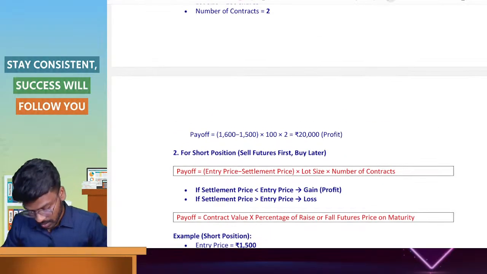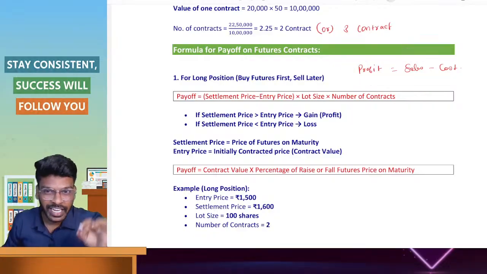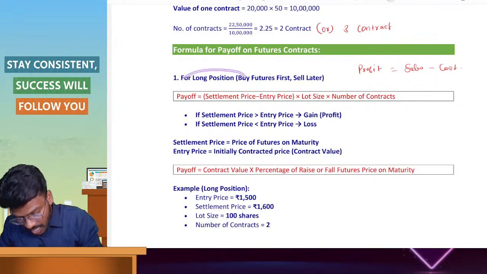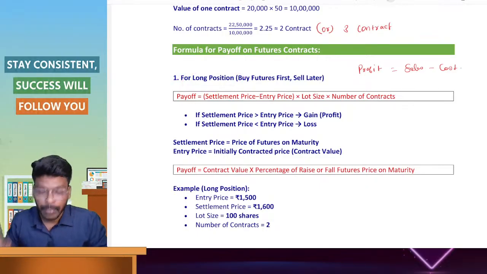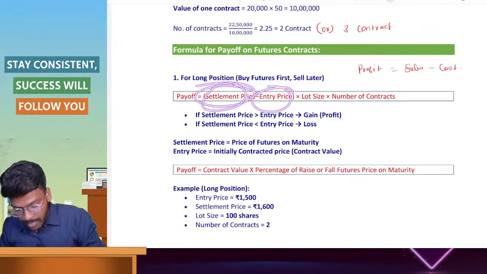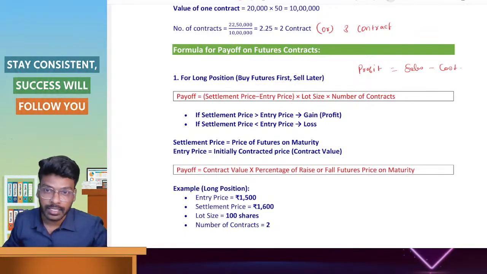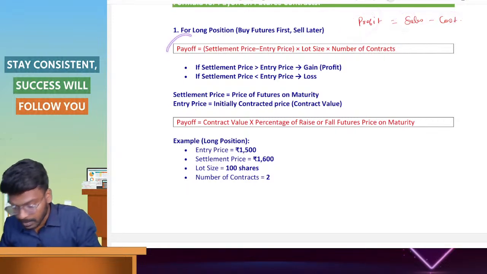It is an easy method. We have learned profit equals sales minus cost. So in case of a long position, the person taking the long position will compute the payoff by settlement price minus entry price. Settlement price is the selling price for the long position holder and entry price is the cost. Sales minus cost will give you profit, that is payoff.